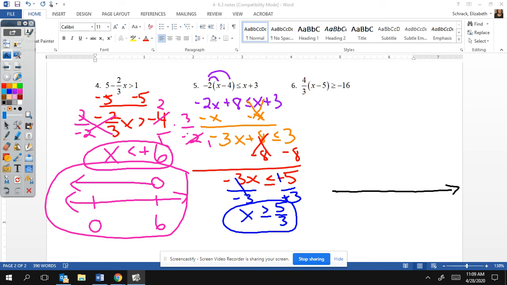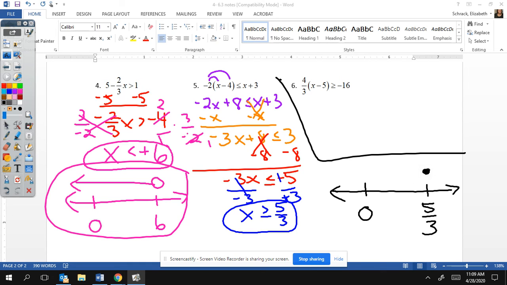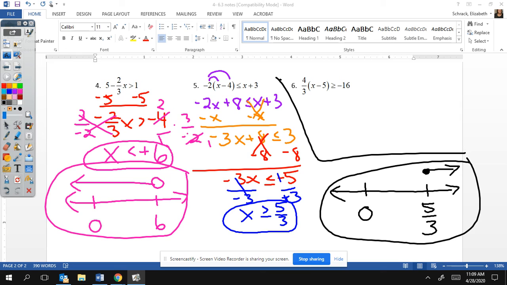And then my number line, I'm going to start fresh, guys. We're comparing 0 to 5/3. 0 is smaller than 5/3, so it's to the left. The inequality symbol is greater than or equal to, that is referring to a closed circle, and my arrow points to the right. So again, you need your equation, your inequality, and you need it graphed on a number line.